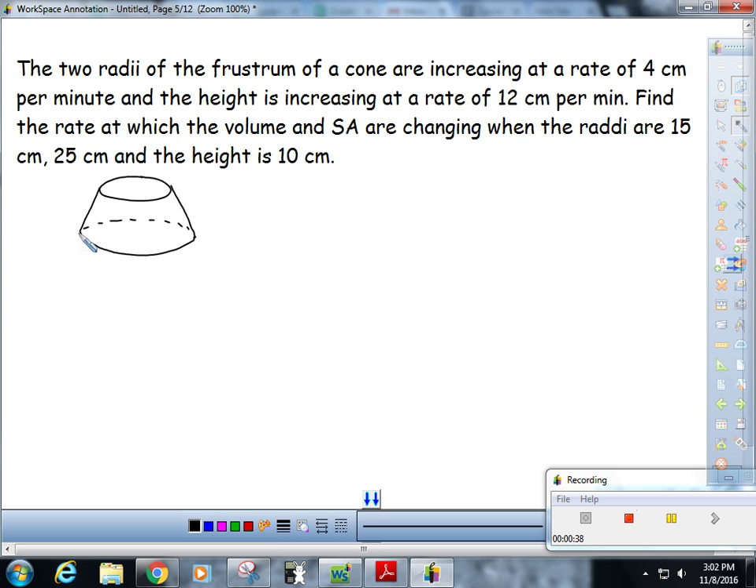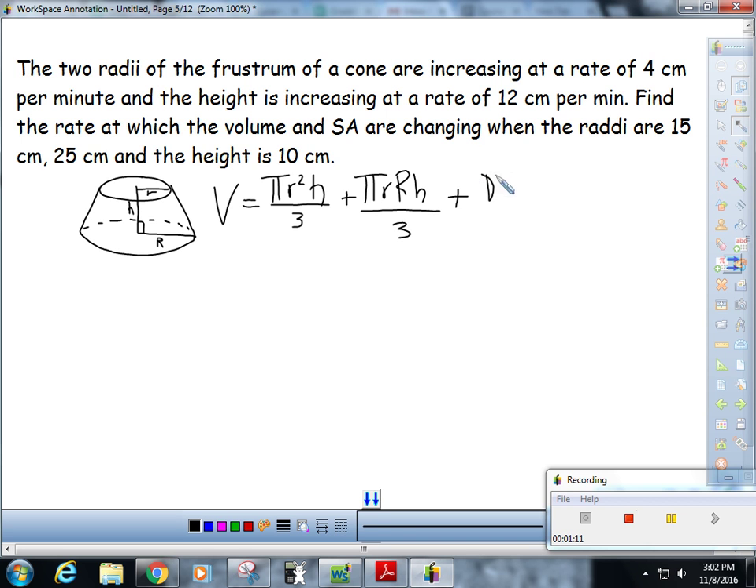Okay? And the volume of this, so we've got a little r, a big R, and then we have our height h. The volume of this frustrum is pi. Actually, I'm going to expand on this. I prefer to write it like this: pi r squared h over 3 plus pi r R h over 3 plus pi R squared h over 3. Okay?